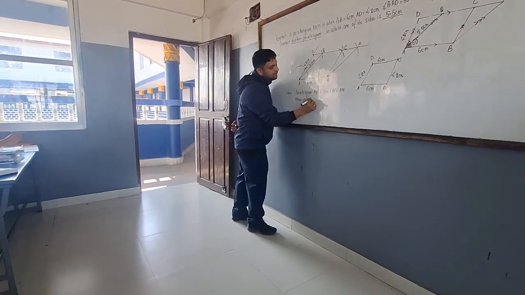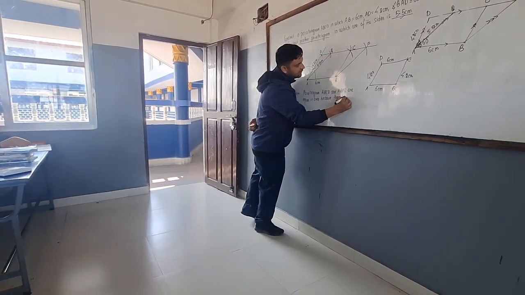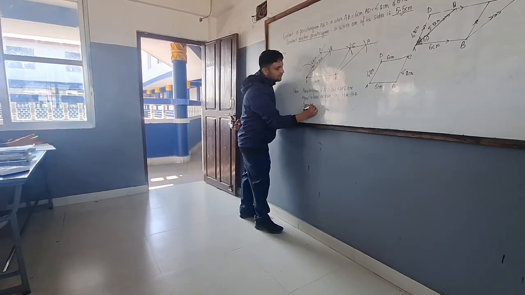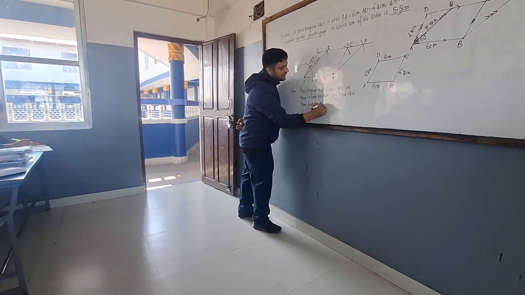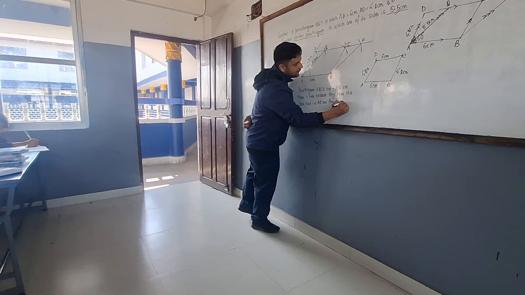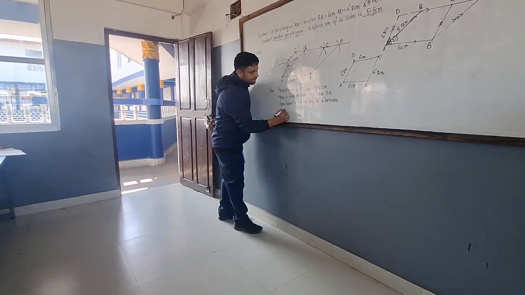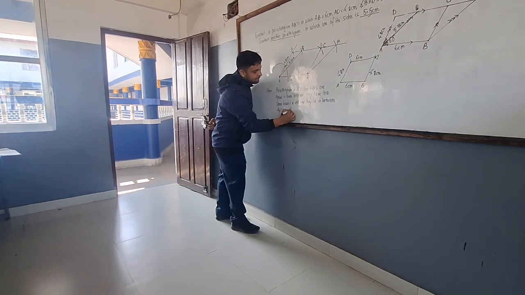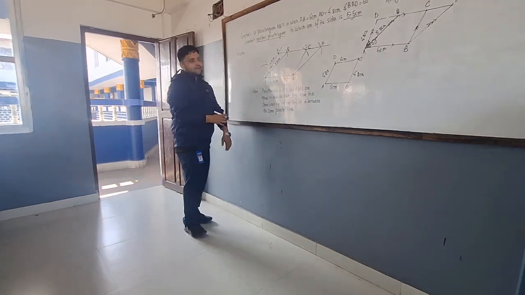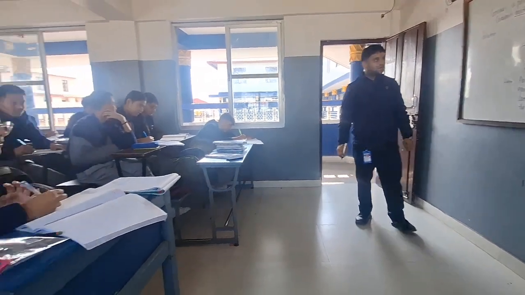Why are they equal in area? Because they have the same base. What is the same base? AB. Okay, they have the same base, that is AB, and they lie between the same parallel lines. Okay. Are you all clear? Yes, sir.